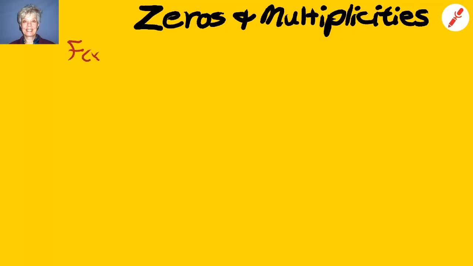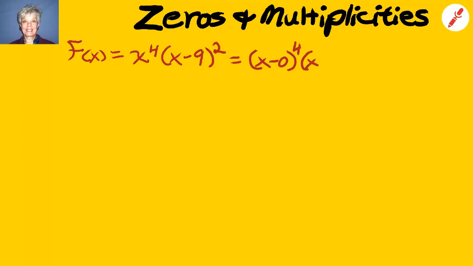Let's look at a function. Let's look at one that's already factored. Those are nice. All right, we've got x to the fourth times quantity x minus 9 squared. And so this is already in factored form, as you can see. We're going to have x minus 0 to the fourth power and x minus 9 to the second power.